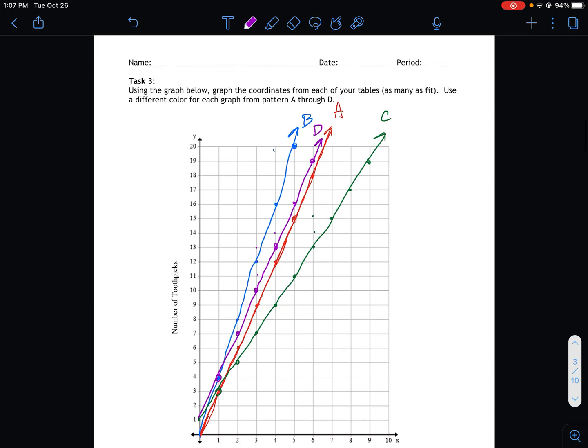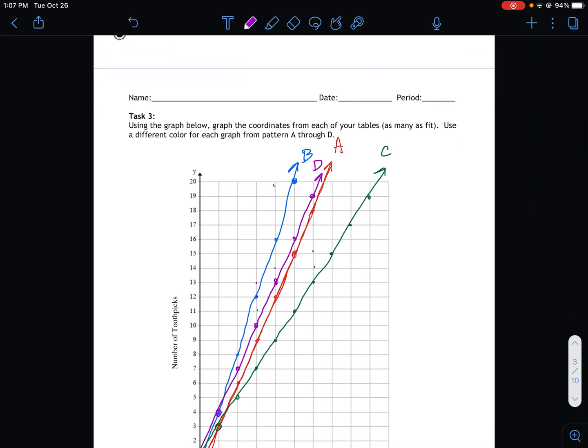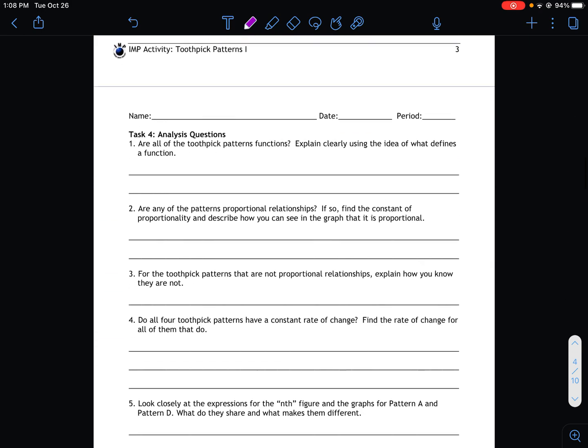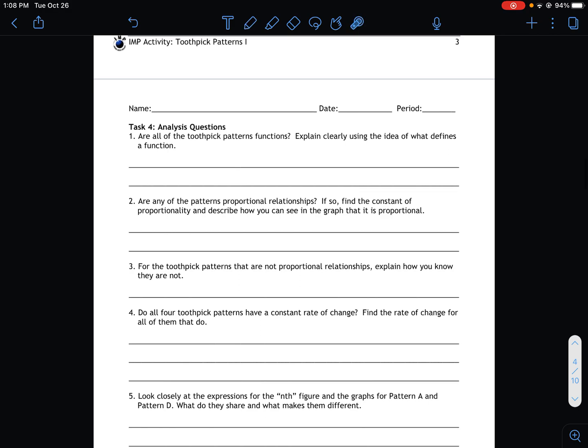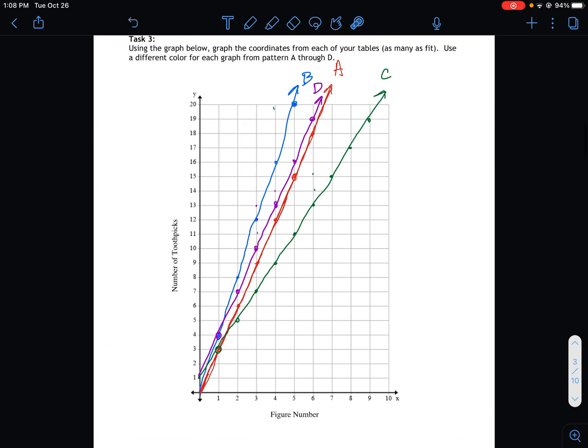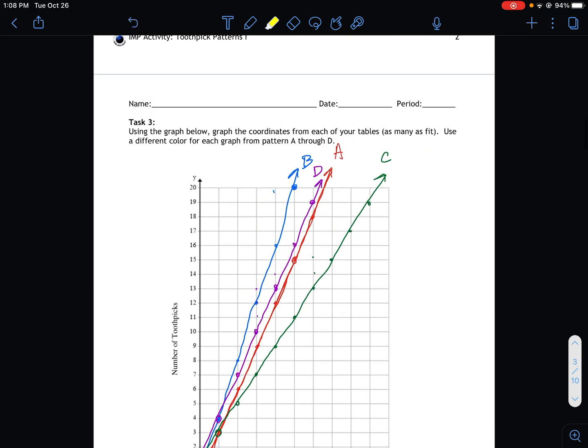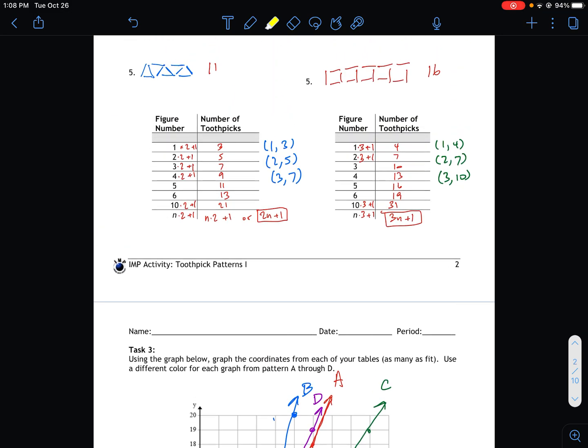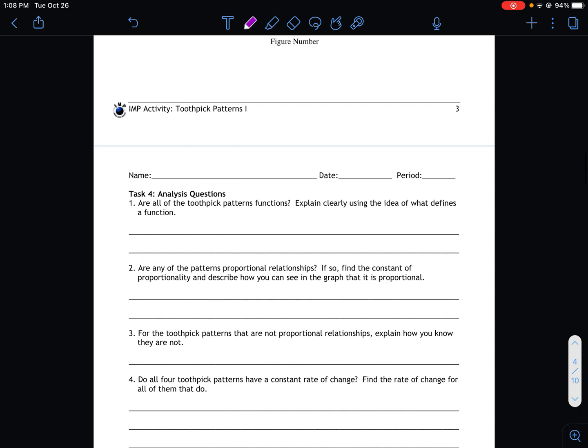All right, so I've got my 4 graphs. And we're going to answer some questions, not all of them, but are all these toothpick patterns functions? Explain clearly using the data of what defines a function. Well, we could prove it 2 ways. We can look at the graph and ask ourselves, does it pass the vertical line test? It does. None of the graphs zigzag or curve around. They just go straight in one direction, and it does pass the vertical line test. We can also say it's a function by looking at the tables and noticing the x value does not repeat. So you can prove it 2 different ways. You can say, yes, they are functions.